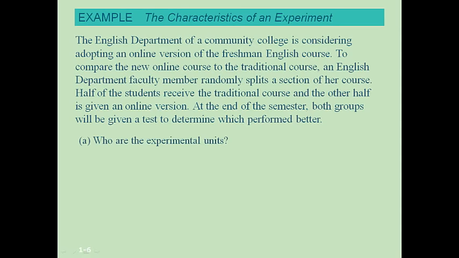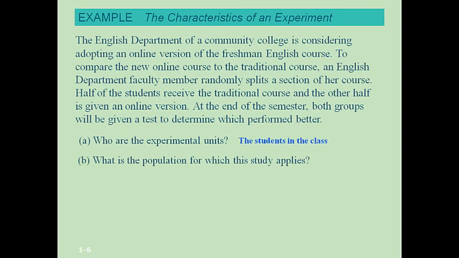So first, who are the experimental units? This is the subject, which would be the students in the class. Next, what is the population for which this study applies? Remember, the population is the larger group, so that would be all students who enroll in the class.